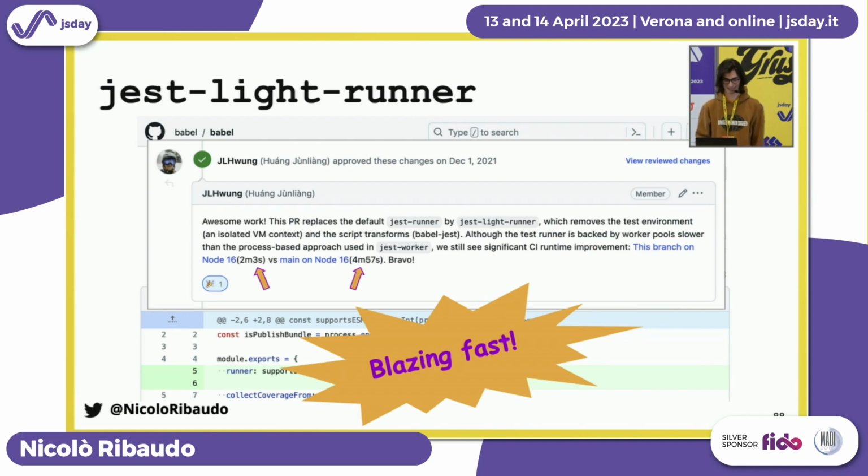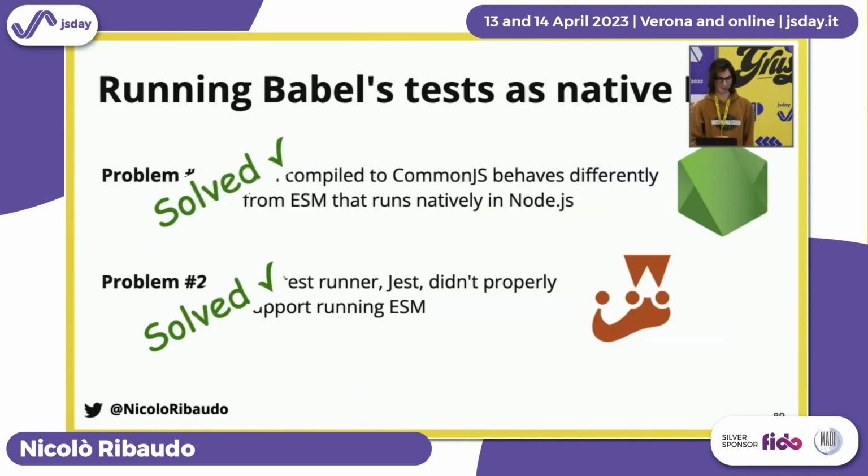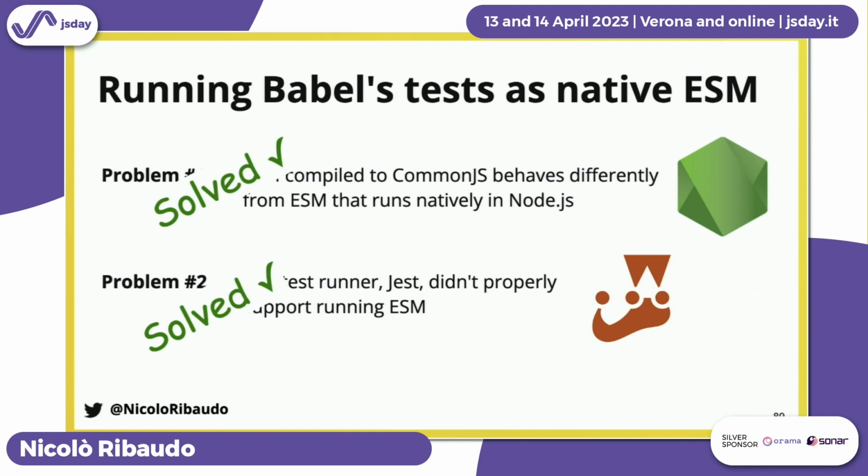So not only did we manage to run ESM with Jest by just using Node's implementation, we also saved a lot of time and energy, and we helped the environment with less electricity. And that was satisfying. We solved both our problems, and at this point, our tests were running as native ESM, and could also be compiled to CommonJS to still work. We're running them in very old Node.js versions.